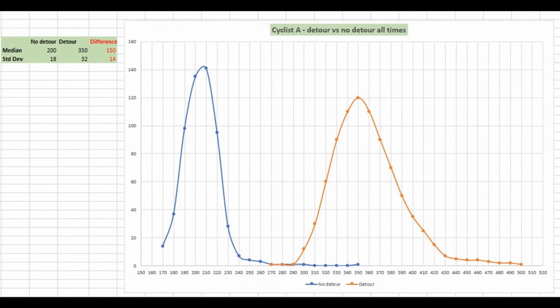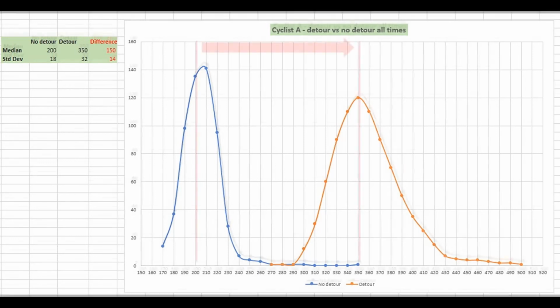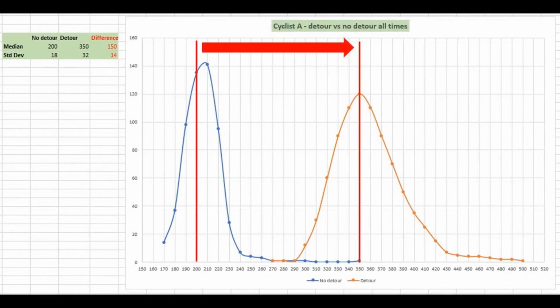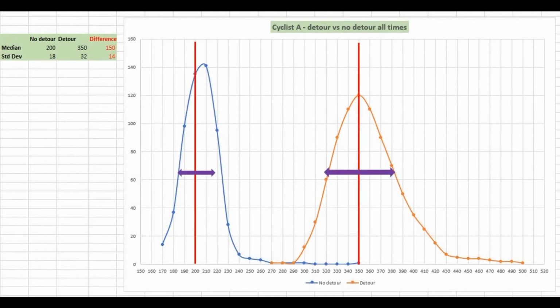Every rider that regularly rides over the Anzac Bridge would have 2 curves, before and after. Note that the shape of each curve would probably be quite different due to the variable impact of traffic lights and any works that have been carried out along the detour on your transit times. These red lines show how the median has shifted from before the detour to after the detour for this individual rider. Purple arrows show how the standard deviation has widened as well.